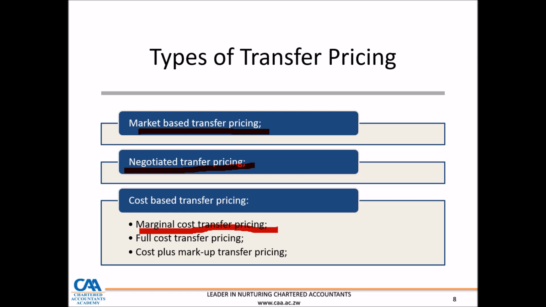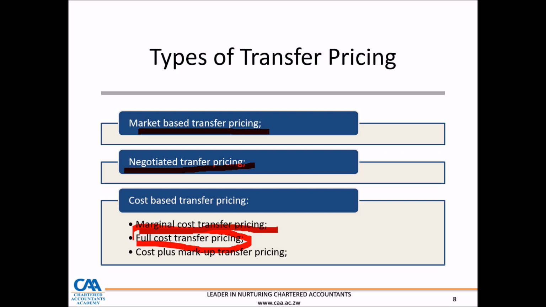Then the other method would be full cost transfer pricing. Again, full cost transfer pricing, not necessarily foolproof. In this case, what we are saying, the company will then determine its full cost of production, including fixed cost, to determine the price that they will charge the receiving division. But questions may arise. So how do you account for fixed costs? But there are various ways in which fixed costs can be accounted for in determining the transfer price.